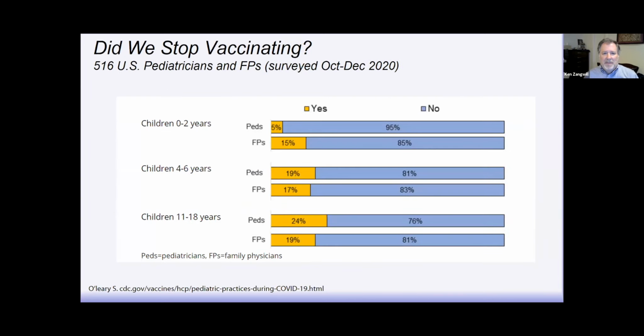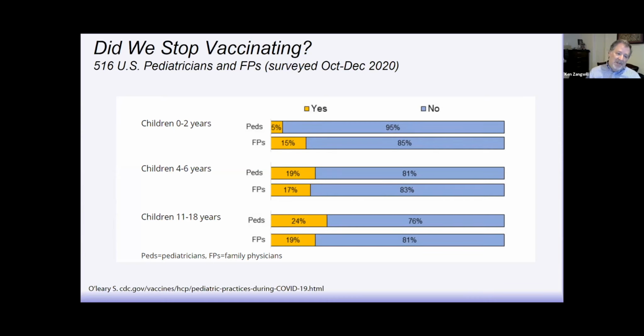All right, what about vaccination? Did we stop vaccinating? And this is just a distribution by age, 0 to 2, 4 to 6, 11 to 18. In the youngest group, only 5% of pediatricians actually stopped vaccinating infants, basically. In FPs, it was up to 15%. And by the way, all these data, of course, are only among clinics that vaccinated in the first place.